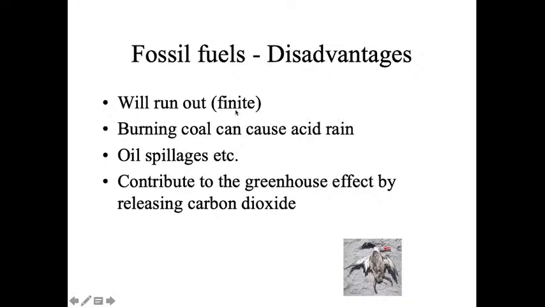Disadvantages: we can't use it forever. Also, it causes acid rain, and we have problems transporting it. We either have leaky pipelines or barges that spill. We're all familiar with the disadvantages. These are quite obvious, and they contribute to the greenhouse effect by releasing carbon dioxide.